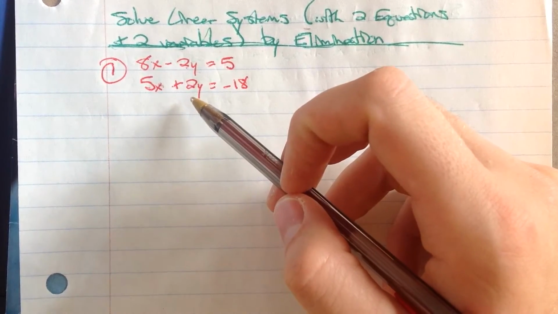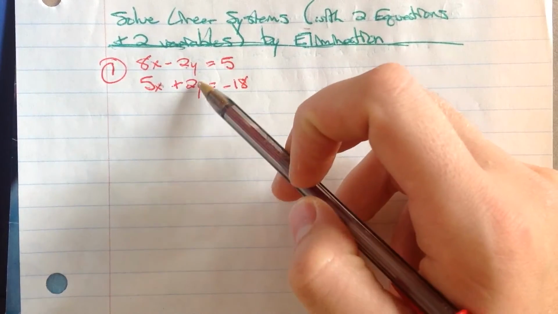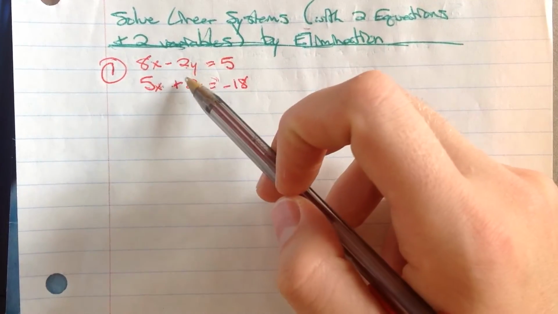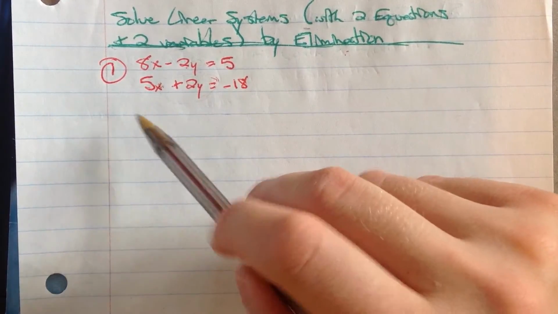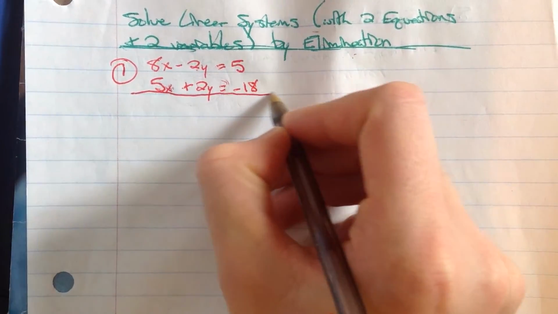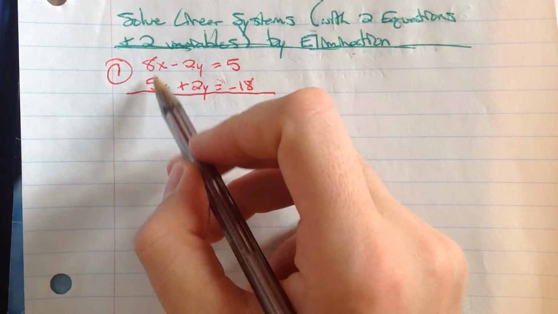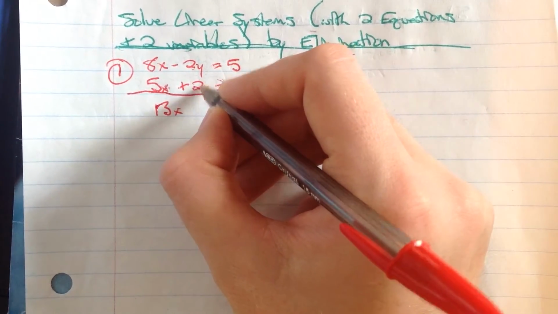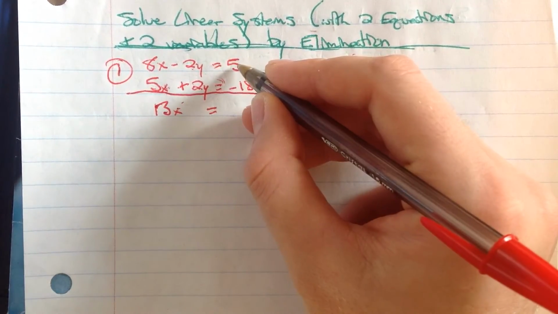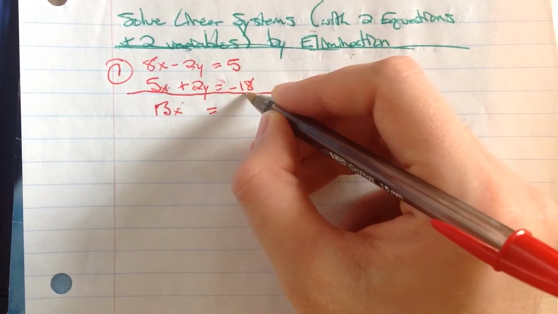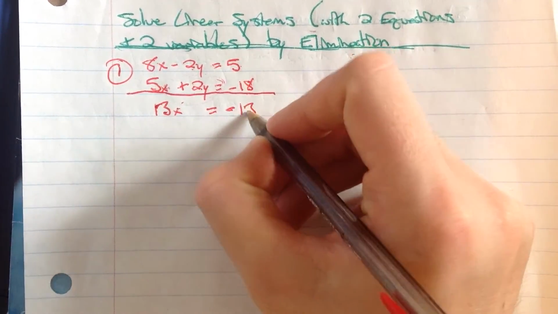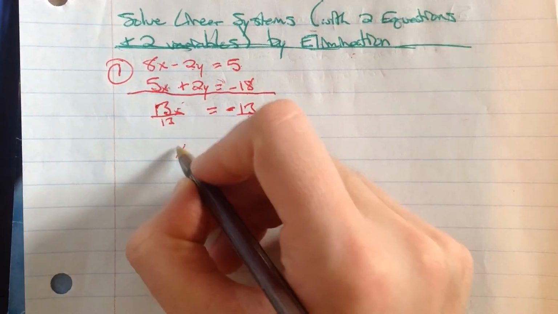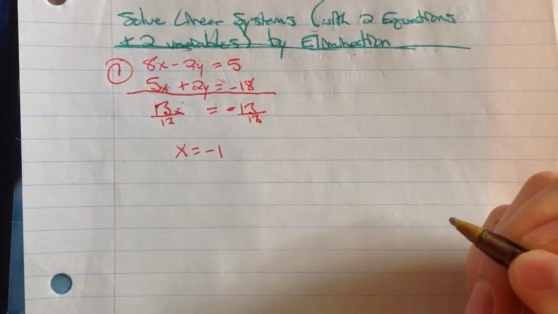In this case, they've actually already done that for us. The original functions came so that we have a positive 2y and a negative 2y, which is the situation we want for elimination. We then add the two equations together. So adding down, 8x plus 5x gives us 13x. Negative 2y plus 2y goes away. They cancel each other. And 5 minus 18 is negative 13. Divide both sides by 13, and x equals negative 1.